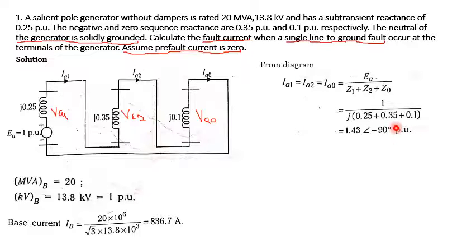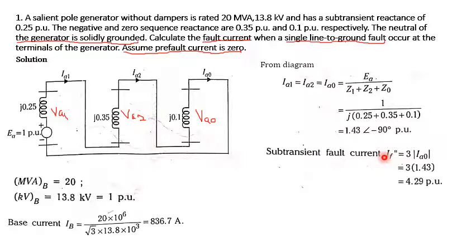So this is in terms of per unit. Now we have to calculate the absolute value. For the single line to ground fault, the relation for the fault current is IF equal to 3 times IA0. This is very important because we already derived this. What is the IA0 value? It is 1.43 at an angle of minus 90 degrees. We are considering the magnitude of it, so it is multiplied by 3 into 1.43.